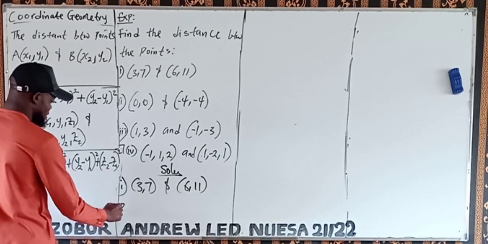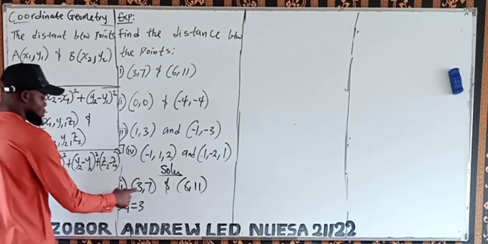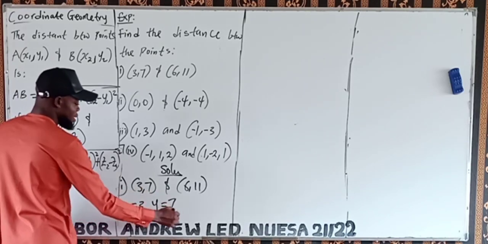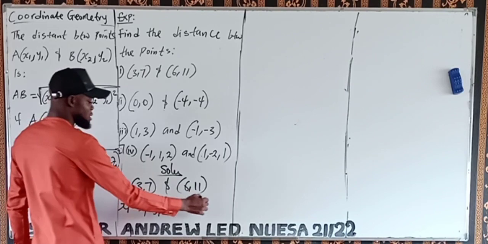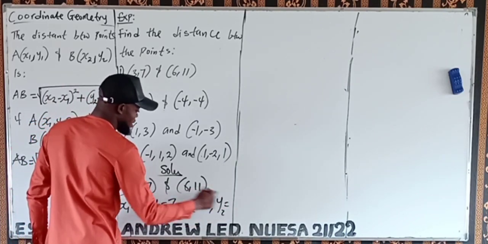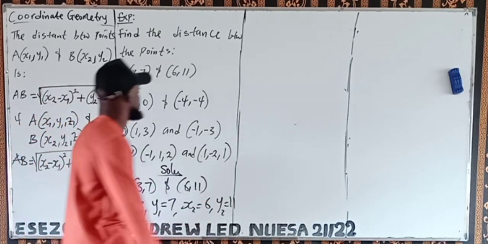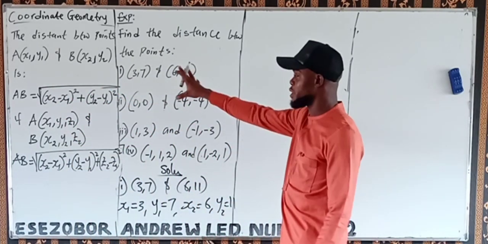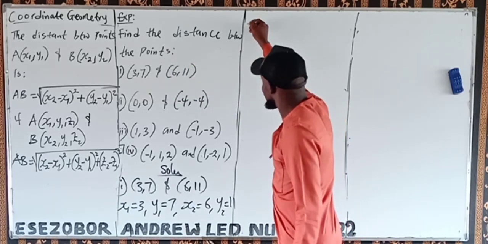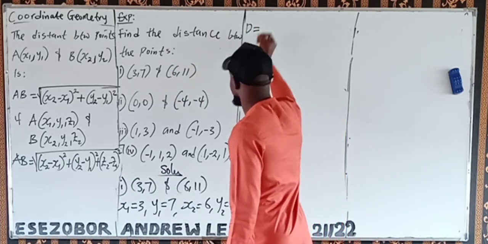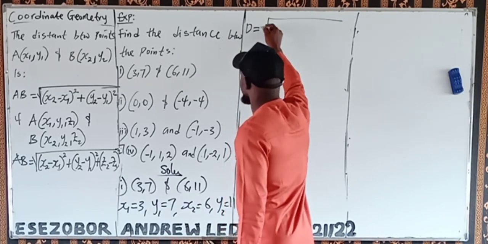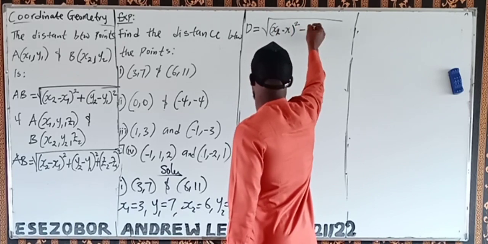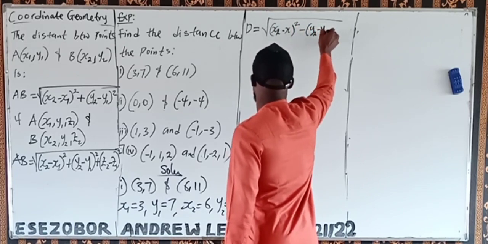So what's our x1 there? Our x1 is 3, the first one. Y1 is the first y, which is 7. The x2 is the second one, which is 6. Y2 is the second one, which is 11. The next step we're going to apply, since we have just 2 points with 2 coordinates, x and y, our distance d will be equal to the square root of (x2 minus x1) squared plus (y2 minus y1) squared.